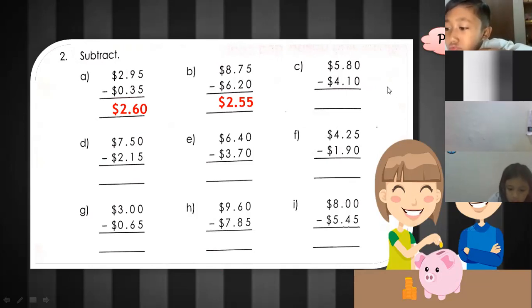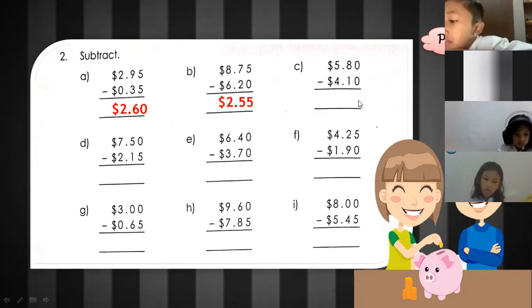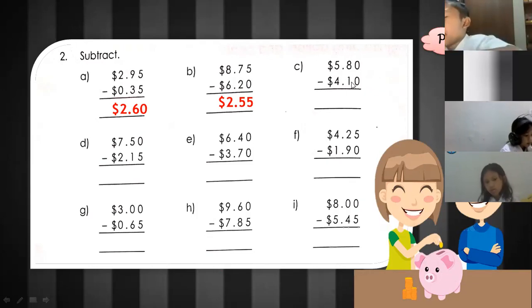Next, coba yang girls. Girls sama-sama ya, girls. 0 minus 0? 0. 8 minus 1? 7. 5 minus 4? 1. So $1.70. Very good.